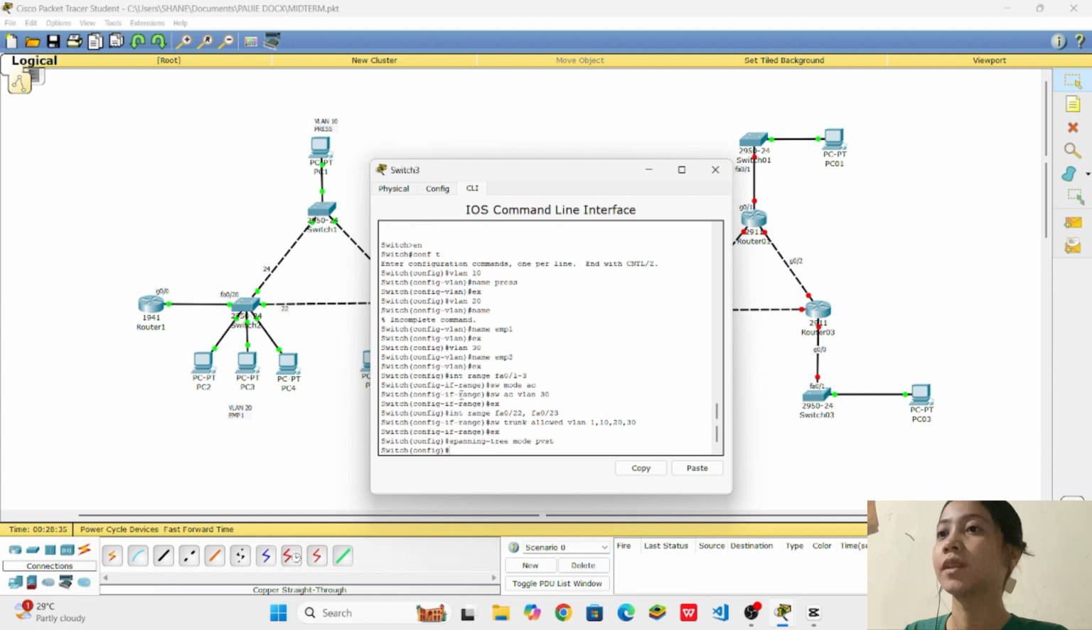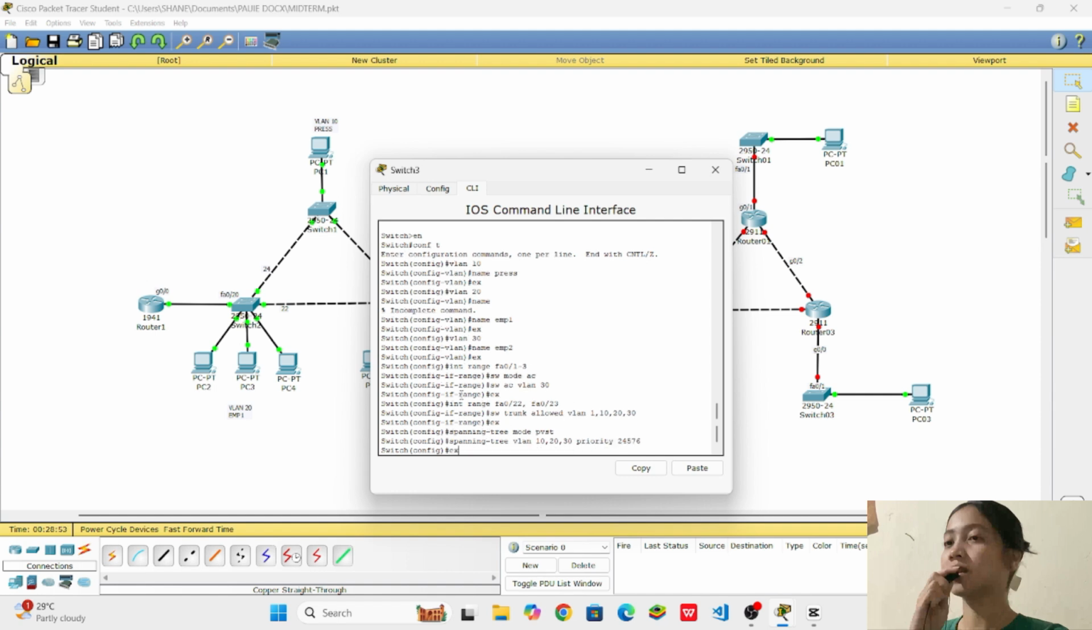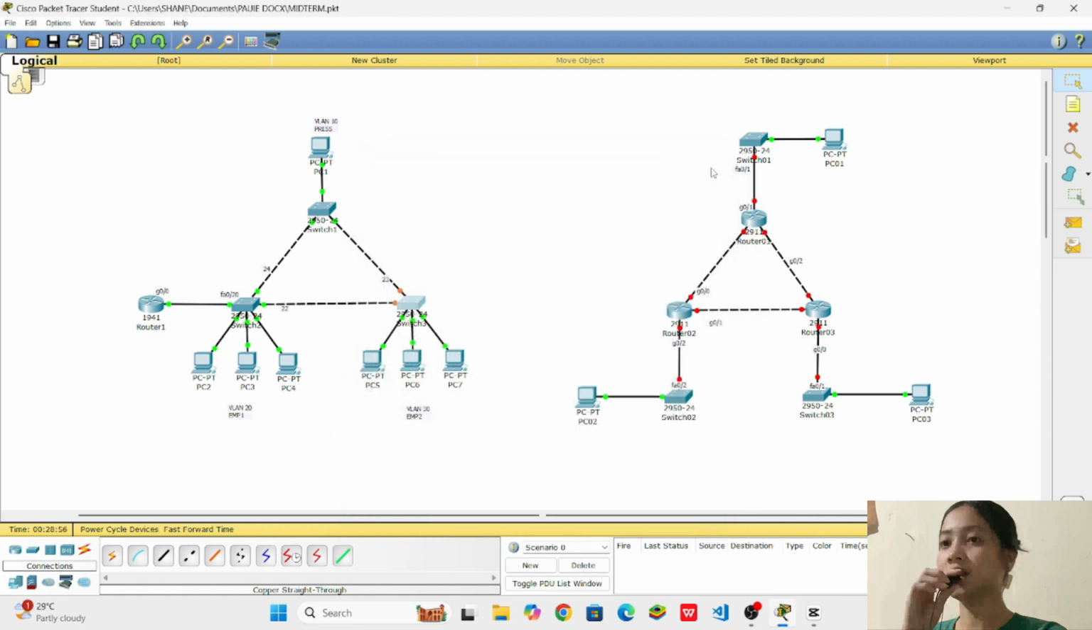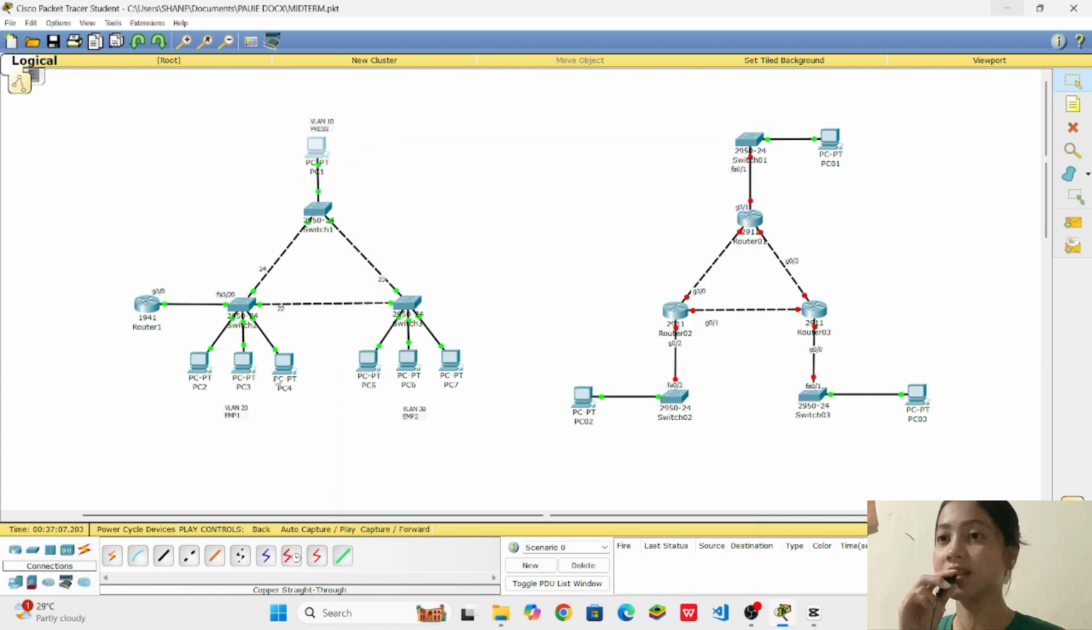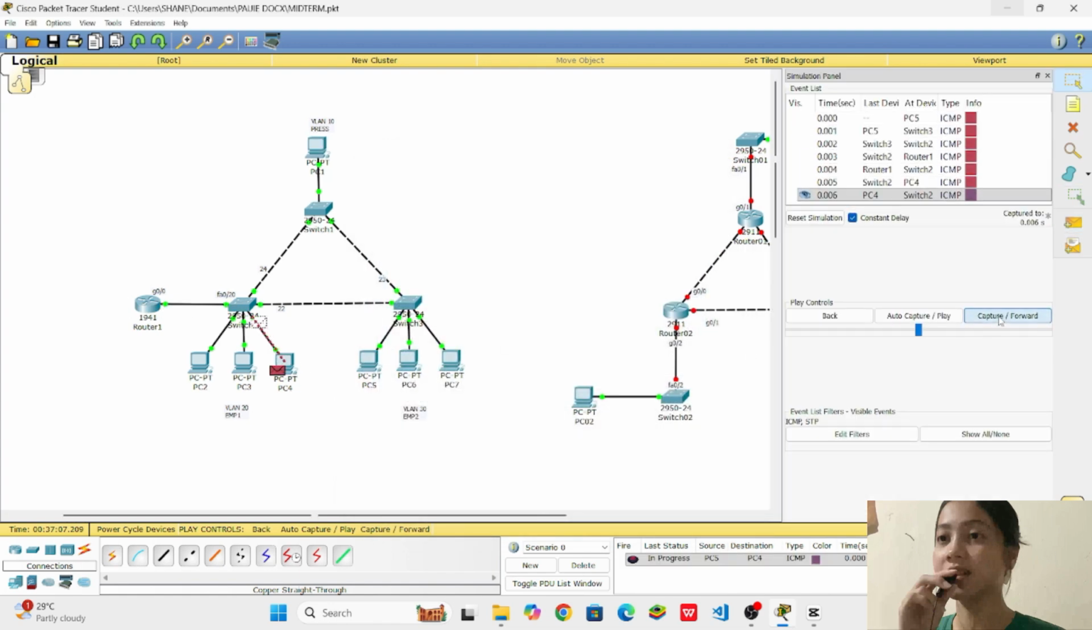From what I said earlier, we have the gateway. Ito yung ilalagay natin sa gateway ng each PC natin, and also the IP addresses. This is the configuration, the real-time and simulation of the Inter-VLAN, VLAN trunking, and the STP. As you can see, it is successful: all STP, Inter-VLAN, and VLAN trunking.